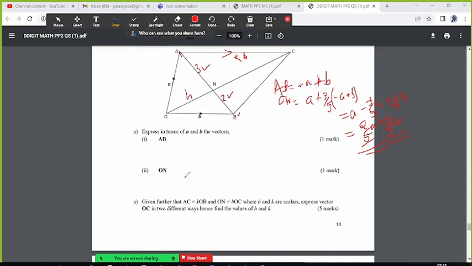Let us find vector OC in two ways. The first way, vector OC is equal to OA, which is vector A, plus AC, which is vector kB. That's one way.